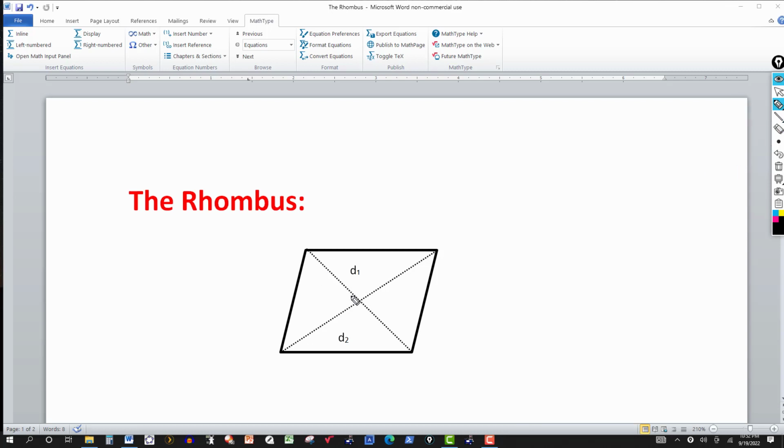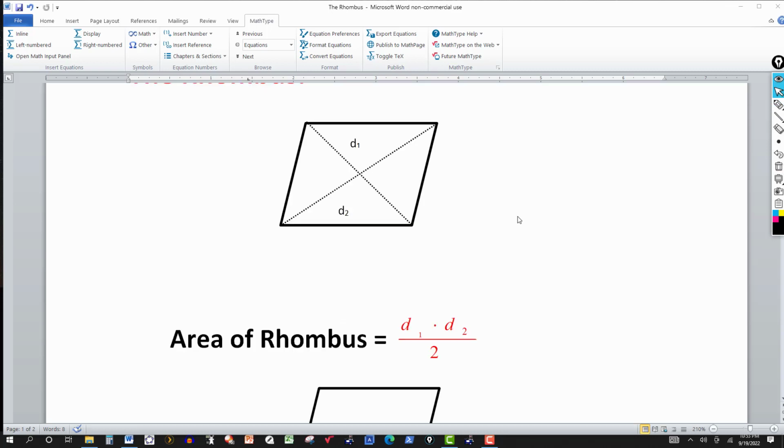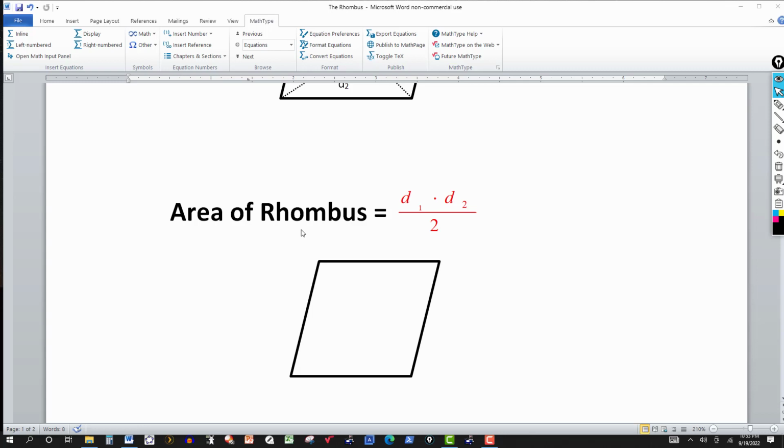We also need to know that the diagonals bisect each other. So D1 goes from this corner to this corner. So this segment right there is congruent, or equal, to this one over here. And the other way, this segment right here is congruent to this one. Also, it's important to note that the diagonals form 1, 2, 3, 4 congruent right triangles. So here's one triangle here, and there's another one over here, this one here, and of course this one over here.